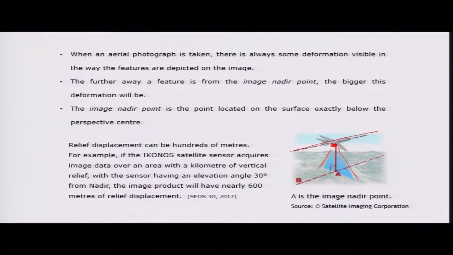So, the relief displacement can be hundreds of meters. For example, like IKONOS satellite data, you can see the sensor requires some image data for an area with a kilometer of vertical relief. Okay. So, with the sensor having an elevation angle of 30 degrees from the nadir point. Okay. So, the image product will have nearly 600 meters of relief displacement when it is having an elevation angle of 30 degrees from the nadir. So, in that case the displacement will be nearly 600 meters on the image.